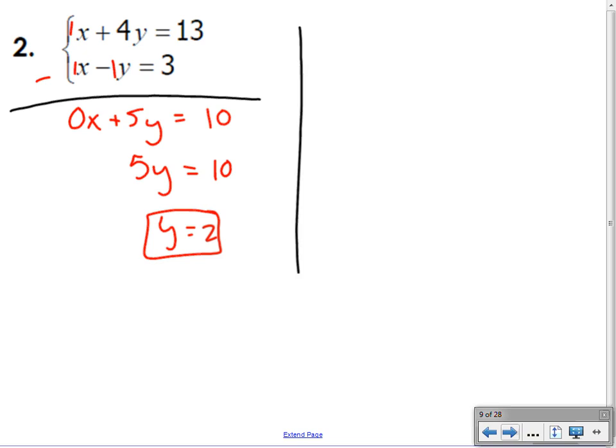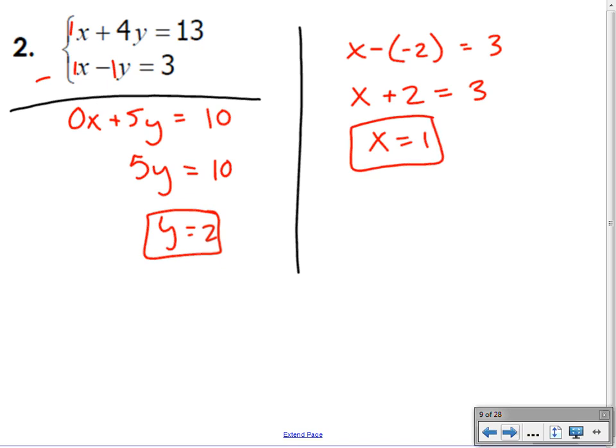We've got x minus y, which is negative 2, equal to 3. Well, if I have x minus negative 2, that's the same as x plus 2. And then we would find that x is equal to 1. So our solution is 1, 2.